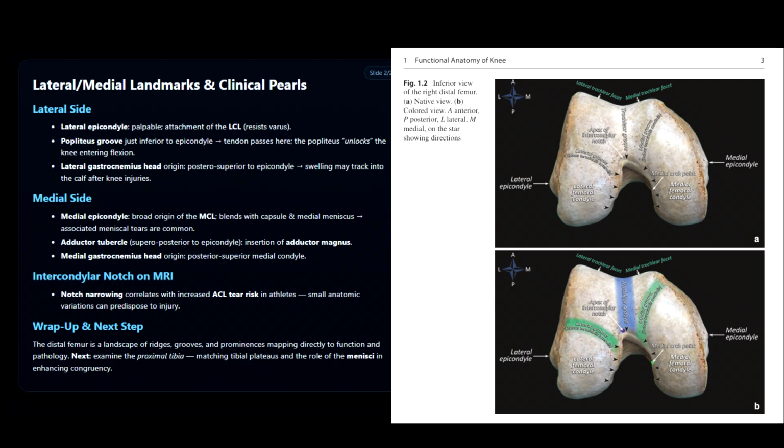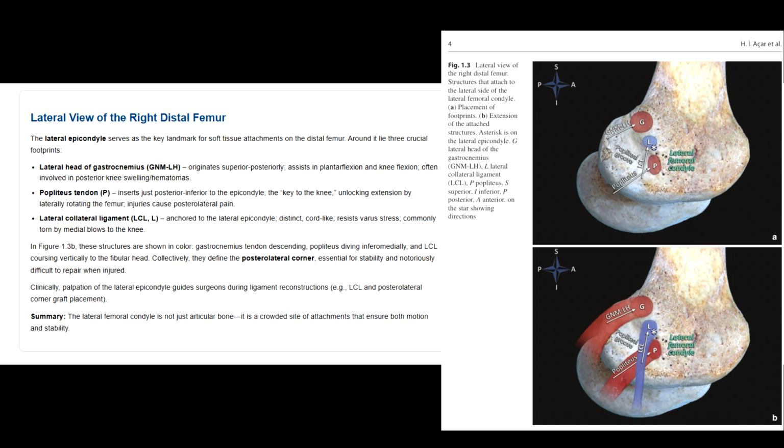This is where the femoral condyles meet their matching tibial plateaus and where the menisci step in to enhance congruity. Now let's take a careful look at figure 1.3, where we see the lateral view of the right distal femur. This perspective is especially valuable because it shows us exactly where key soft tissue structures attach to the lateral femoral condyle. Focus first on the bony landmark marked with an asterisk, the lateral epicondyle. This is our reference point. Around it, you can see three important footprints for ligament and muscle attachments.